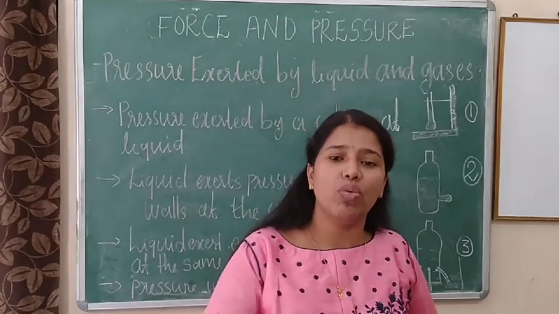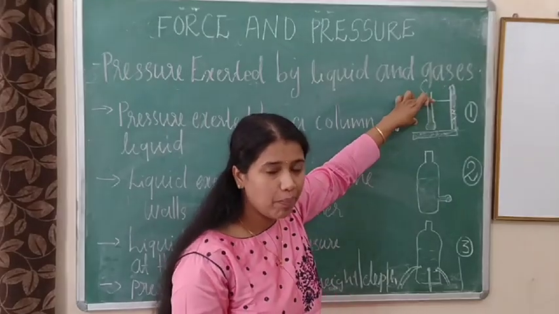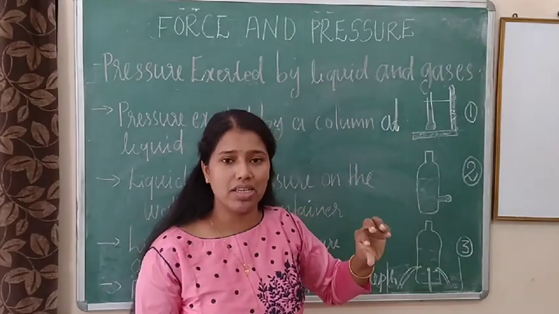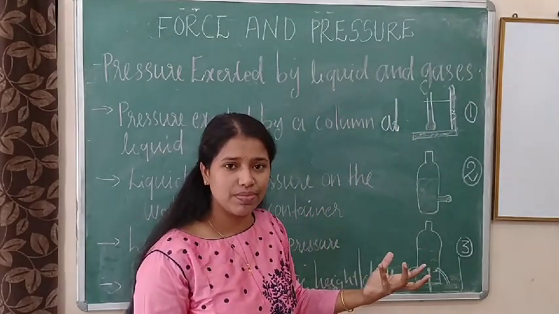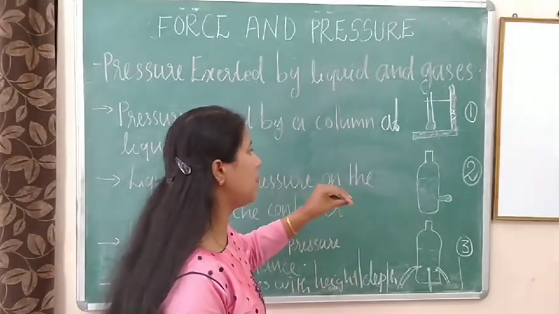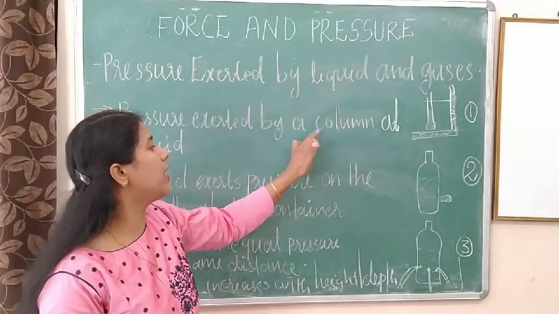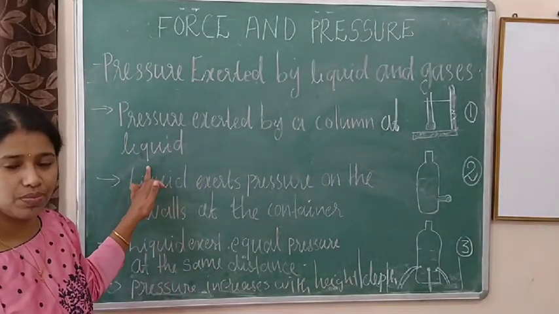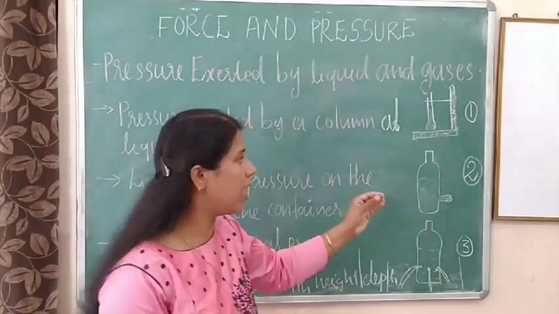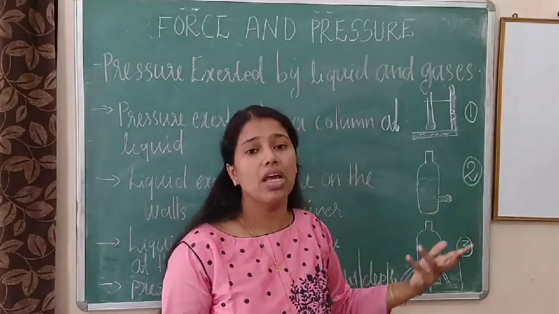Then what happened? If you add more water, then pressure is more. Because of that, here it will bulge. Bulge means coming out. This is the first diagram. From this experiment, we can identify the pressure exerted by a column of liquid. Liquid also has pressure. If we apply more water, it will bulge, and after some time, due to this pressure, it will even burst.